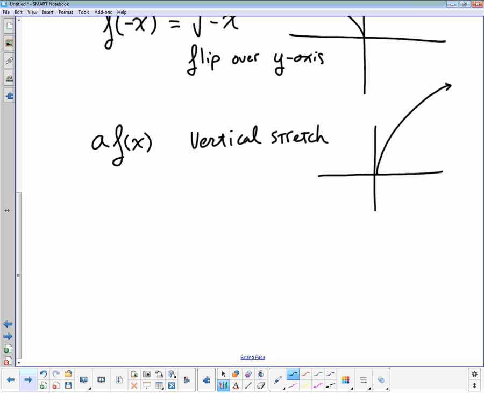All right. It goes up a heck of a lot faster than it used to. Okay, so it was the red dotted line. The red dotted line is now pulled up if a is greater than 1. If a is less than 1, it shrinks it.